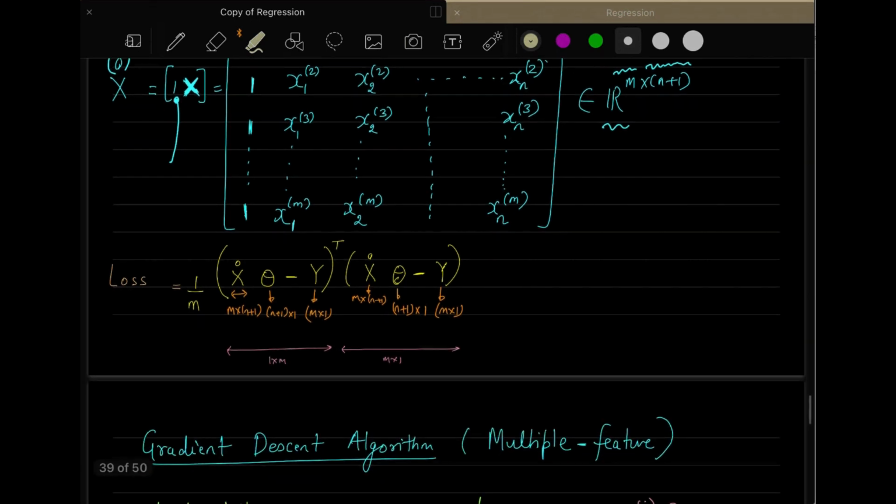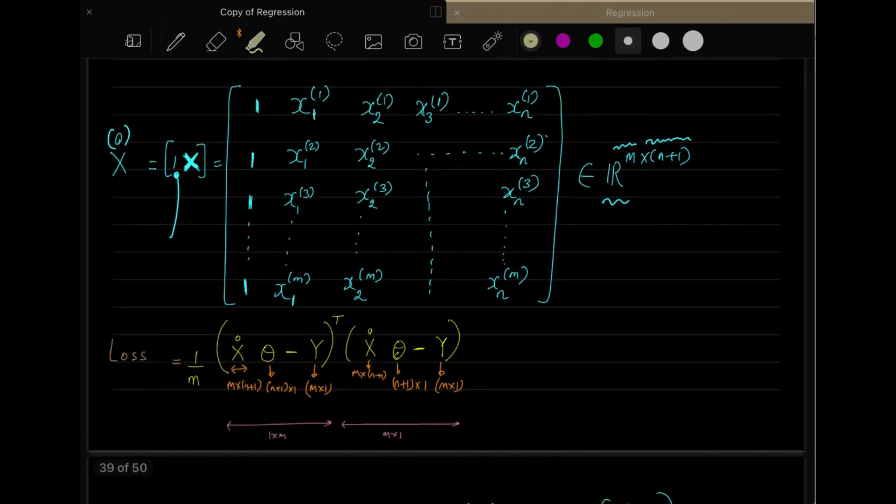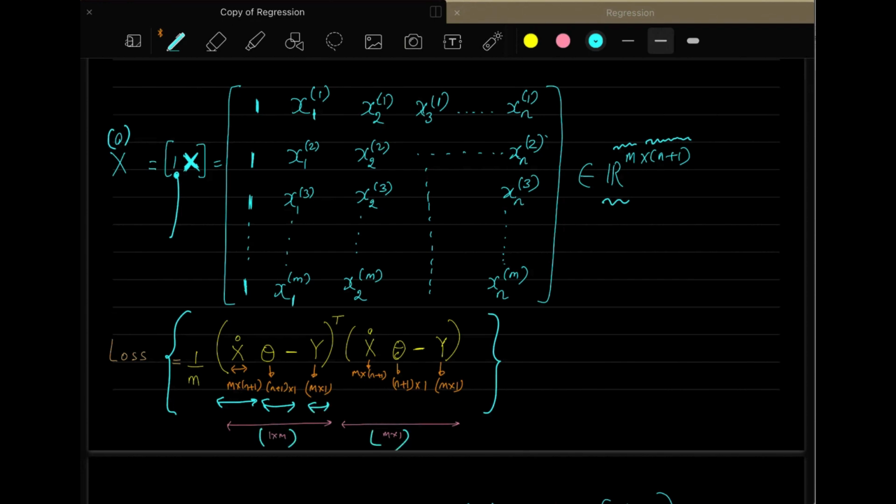Okay, so the loss function that you are using is the same, it will not change. There is no change here. And you can cross verify by increasing the dimension of these matrices, that they will follow the same matrix multiplication, even though you increase the features to n plus 1. Earlier it was 2, now you increase it to n plus 1, the dimension of this will still remain the same and it will be the same loss function.